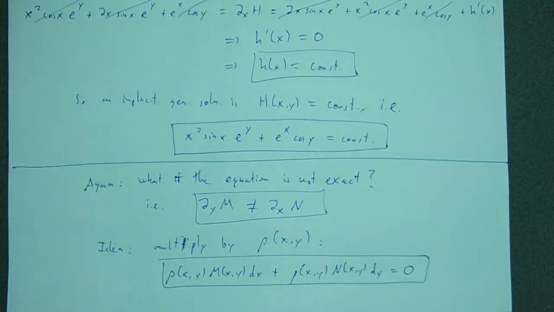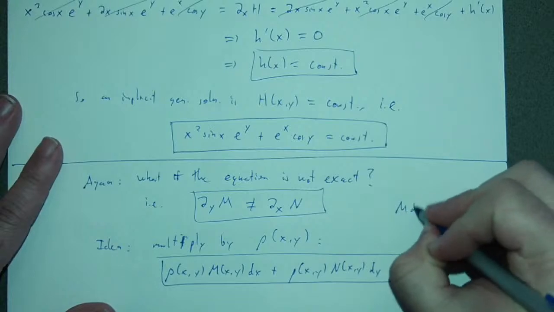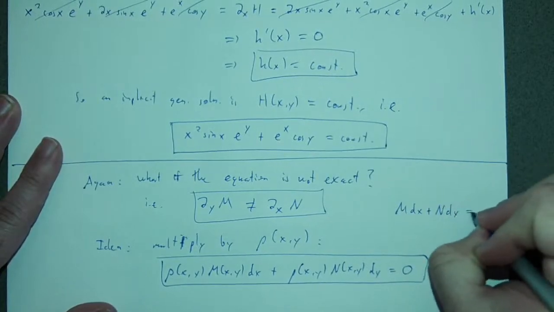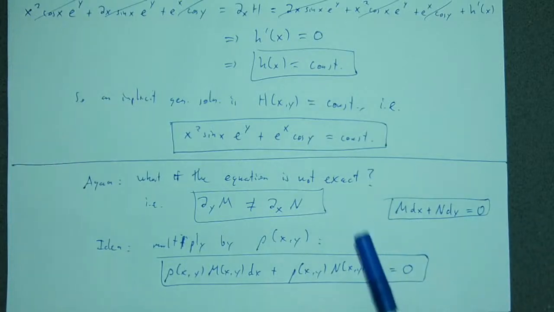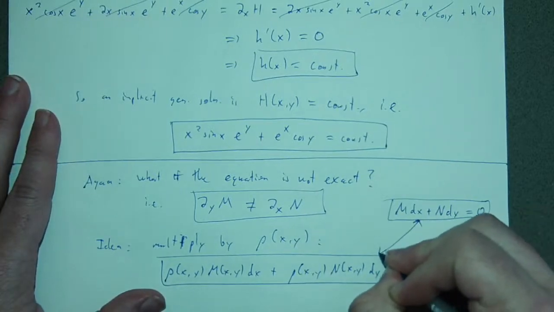And I'm not just going to multiply by any function rho of x and y. I'm going to pick a function rho of x,y that makes the resulting equation exact. The reason I can do this is because if I began with an equation M dx plus N dy is equal to 0, and I want to find all solutions of this, it turns out that the solution set of this and this are actually the same. So it doesn't matter whether I deal with this or this.